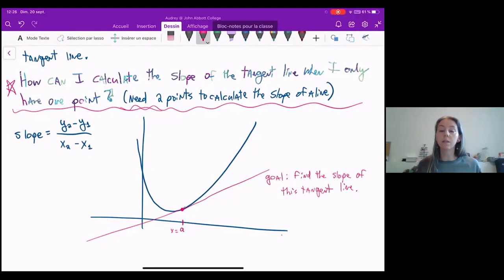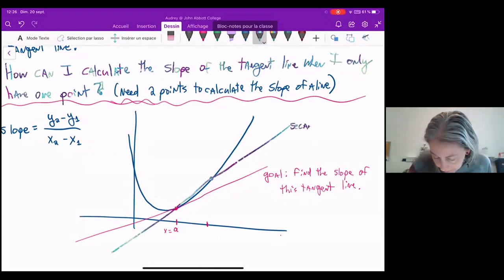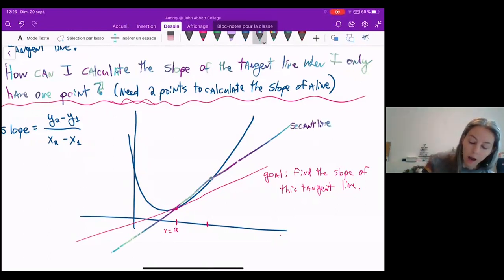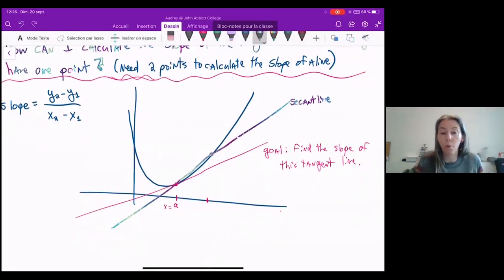And in order to figure this out, I'm going to start off by first drawing a secant line. So I'm going to go over here and define some other point, and draw a line through those 2 points. So this is my secant line, right? Well, I just picked some random point that's to the right of A.